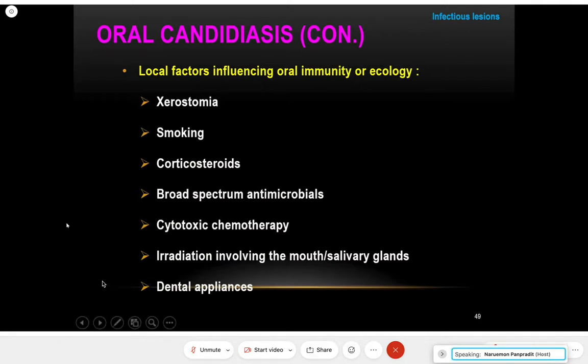The first factor is xerostomia, or dry mouth. Can anyone help me answer what is the possible cause of dry mouth that increases the number of Candida? What is the mechanism, or the reason why dry mouth is related with candidiasis? You can guess it. I don't need every right answer, let's try to think together.